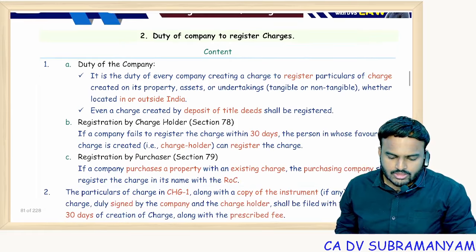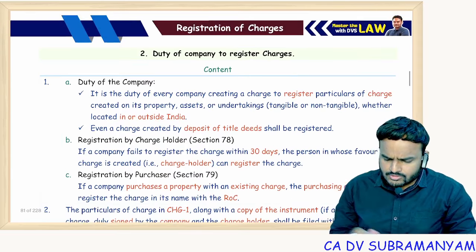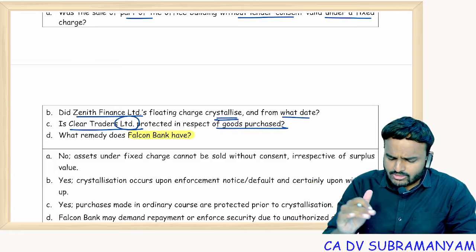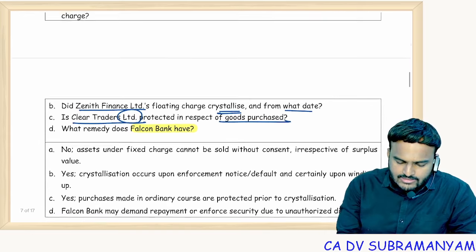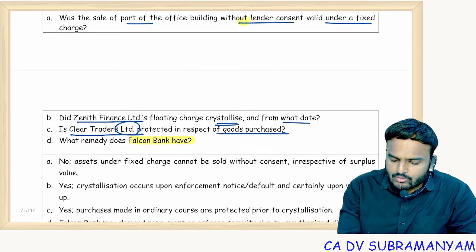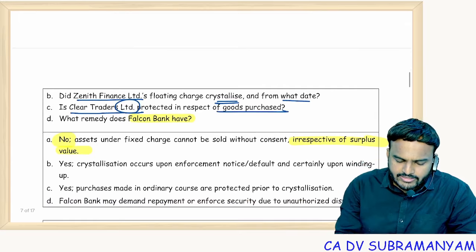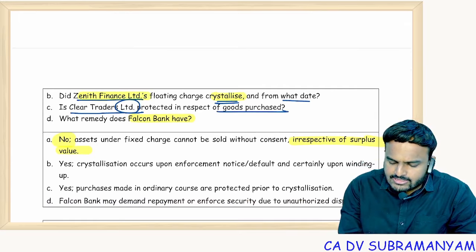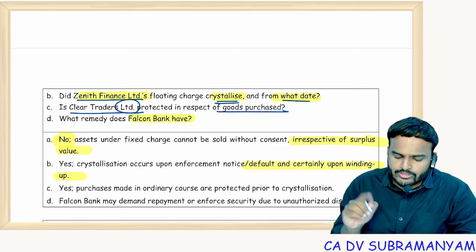Next one, duty of company to register the charges. So yes, I think that point is not covered in the case scenario. It's all about types of the charges only. So first case, was the sale of the part without lender's consent valid? No, it is invalid, irrespective of surplus value. Did Zenith Finance Limited's floating charge crystallize, and from which date? When the creditor enforced the security.